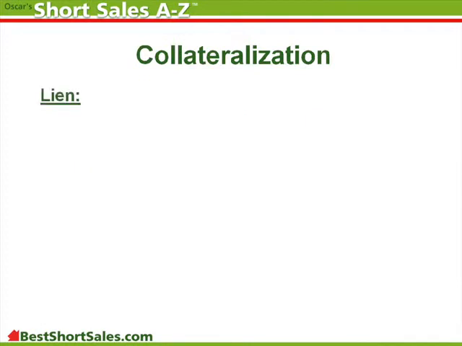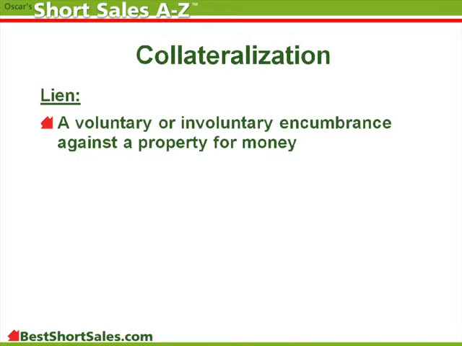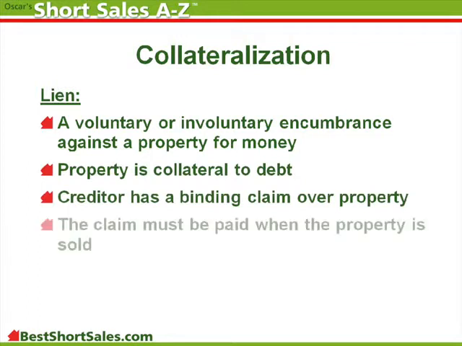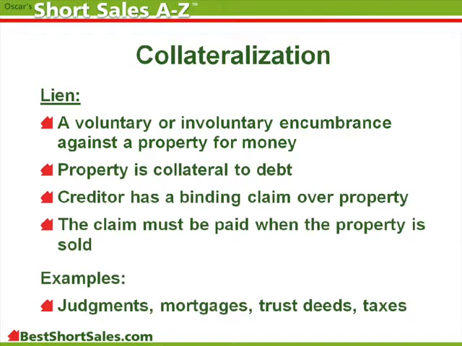Definition of lien. A lien is a voluntary or involuntary encumbrance against a property for money. In a lien, the property is collateral to debt. Since the property is collateral, the creditor has a binding legal claim attached to the property. The claim must be paid when the property is sold. Examples of liens are judgments, mortgages, trust deeds, and taxes.